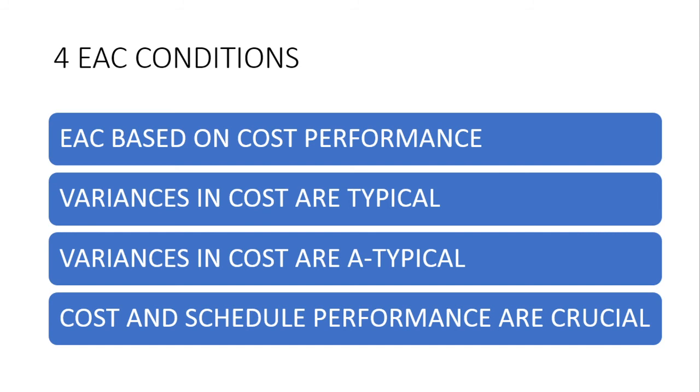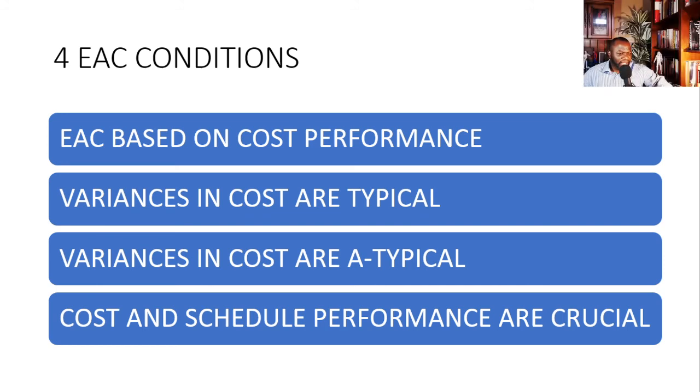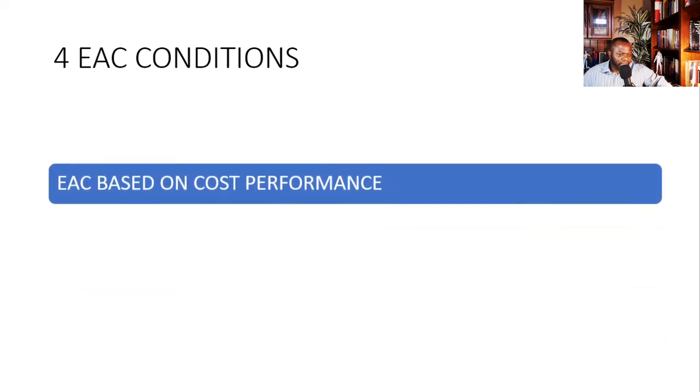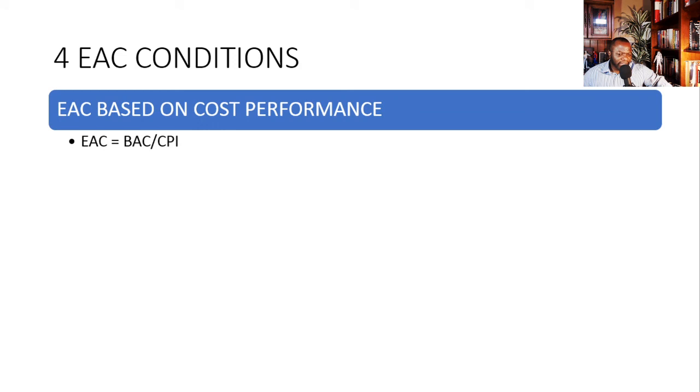All right, my friends, I believe you should have finished this drill by now. So let's take a look at what the answers are one by one. So the very first condition that I'm asking for here is EAC based on cost performance. And that alludes to the cost performance index. Therefore, the answer is EAC equals BAC divided by CPI.